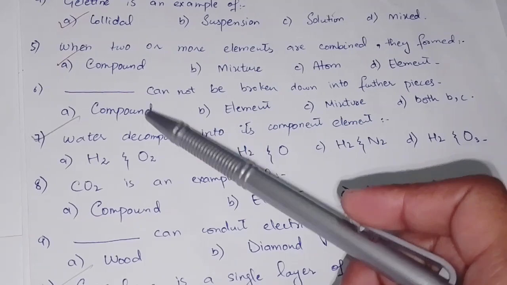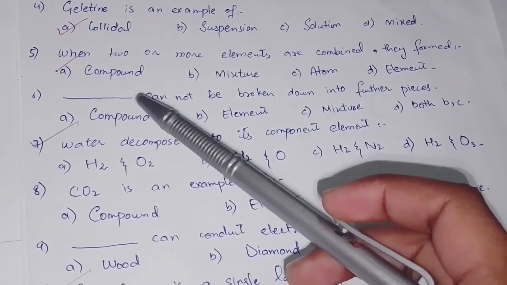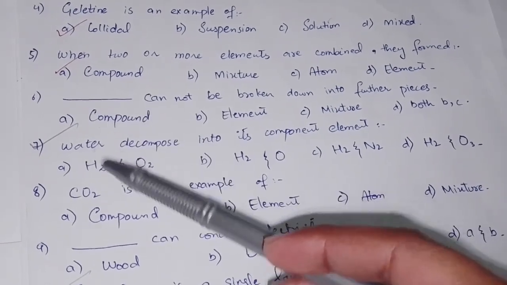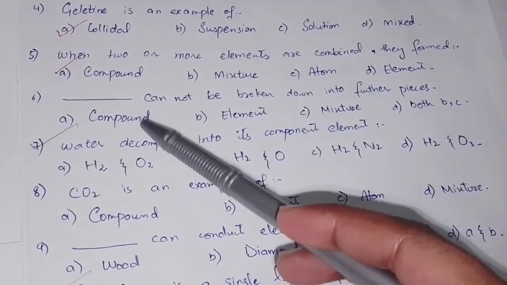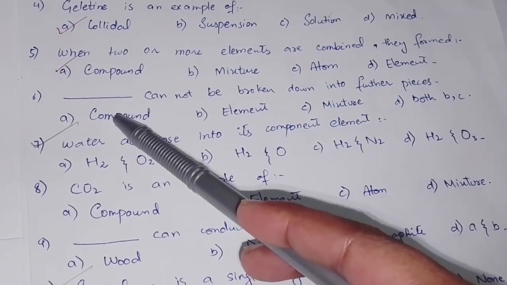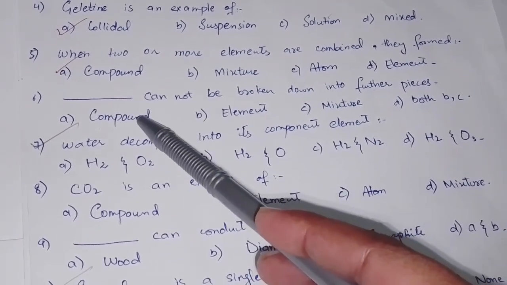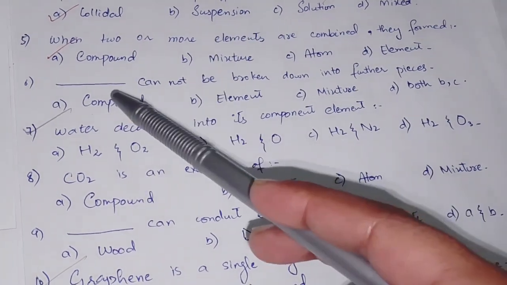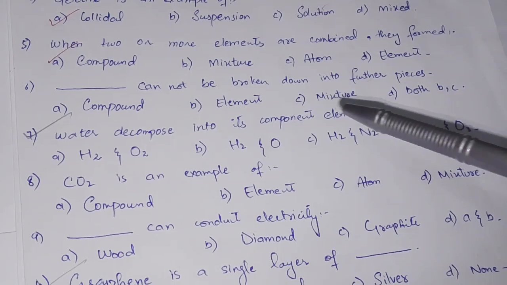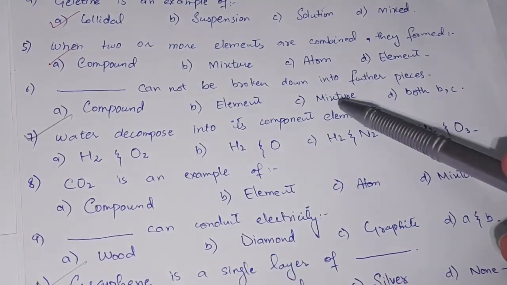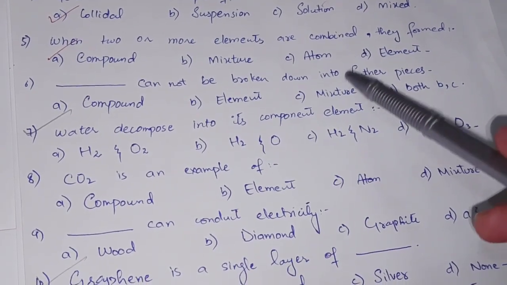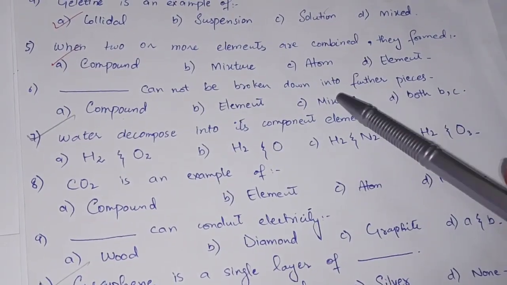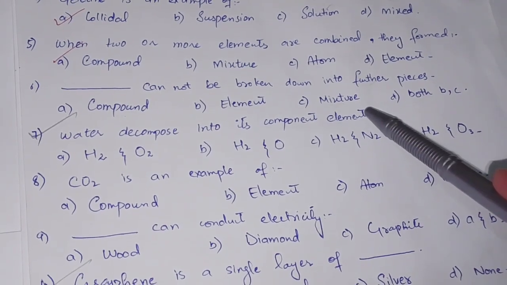Option A is the compound. It is formed when two or more elements are combined. So when we break down these compounds, they will definitely break down into more than one element. So this option is incorrect, because it can be broken down. The mixture is also formed when two or more compounds are combined. So when we break down the mixture, it will definitely come into the compounds, so it also can be broken down. So this option is also incorrect.